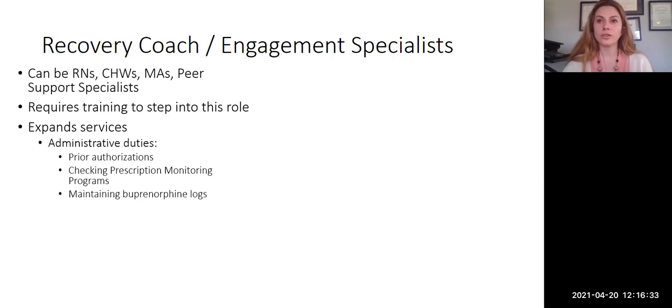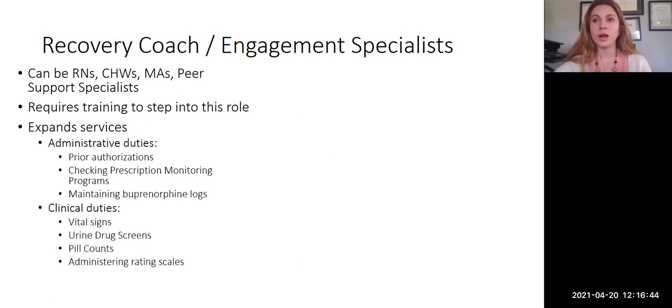So making sure that all of the things that need to get checked are done and coordinated, that prior authorizations were done, that the PMP was looked at. They might be regularly looking at BUP logs or those 24-hour callbacks or whatever those administrative pieces are that are regulatory.